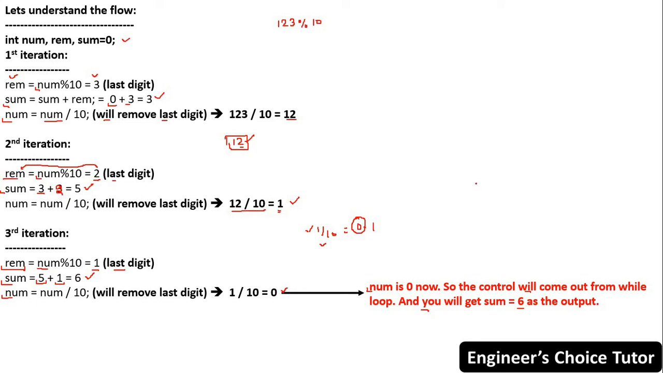Why will it come out? Because the condition is what? Num is not equal to 0. This is your condition. But what happened here? You got num as 0. So 0 is not equal to 0. So you will get what? False. So when the while condition is false, what will happen? Control will come out from the while loop, right? And the statements after the while loop will execute, right? This thing is clear. So this is all about this program.